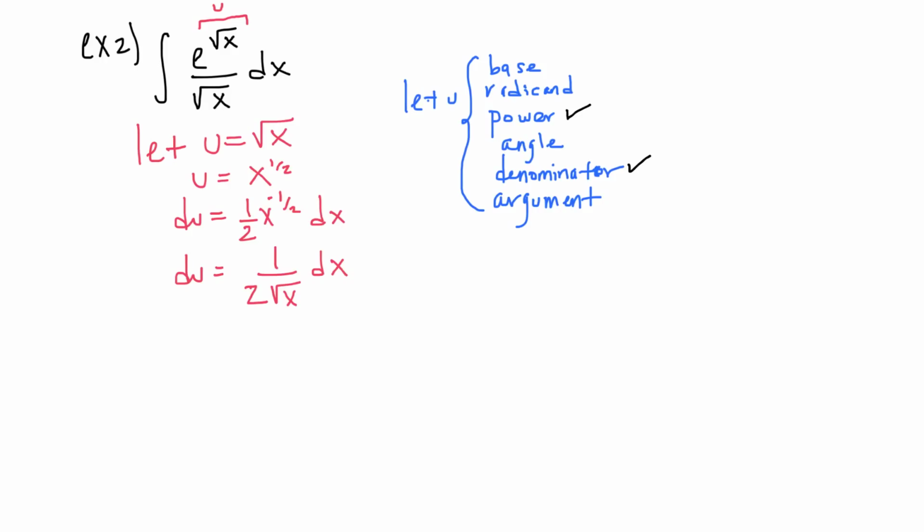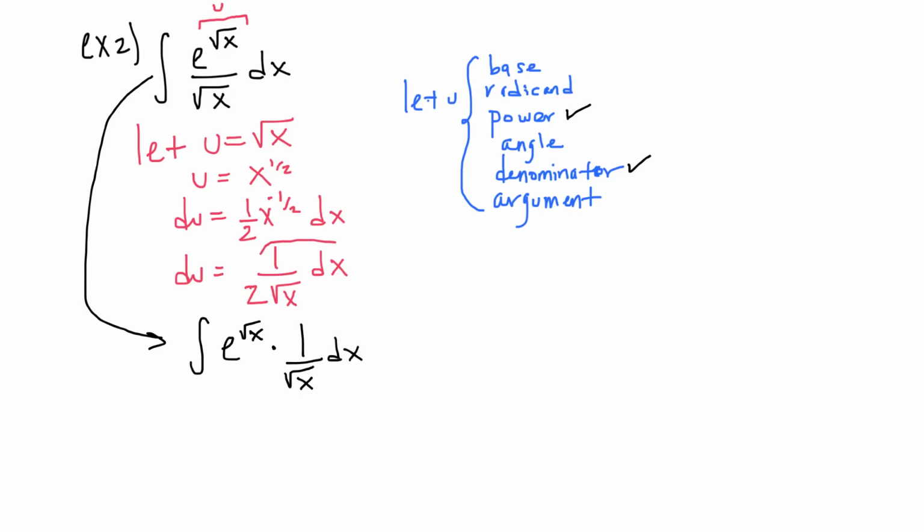And so let me rewrite this integral. It is the same as saying the integral of e to the square root of x times 1 over the square root of x dx. And now you can see that this part is right there, but we are missing the 2.